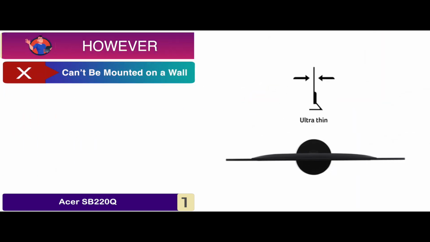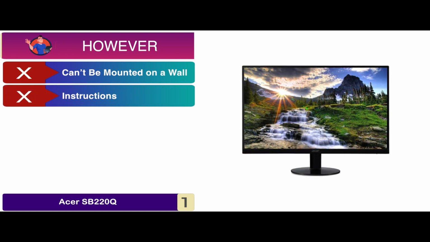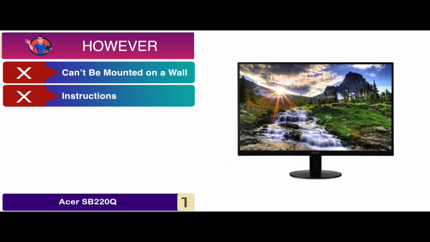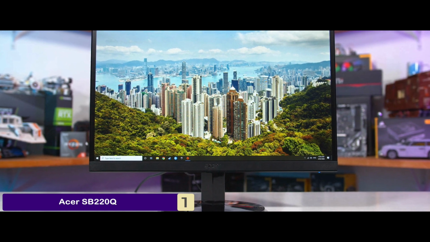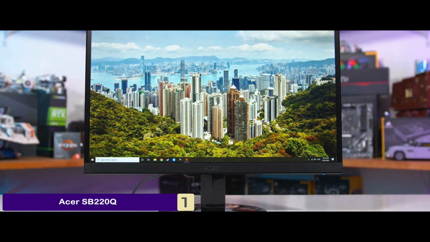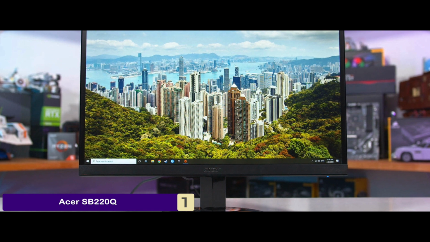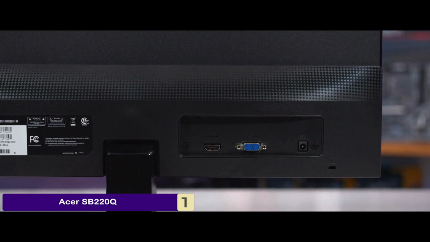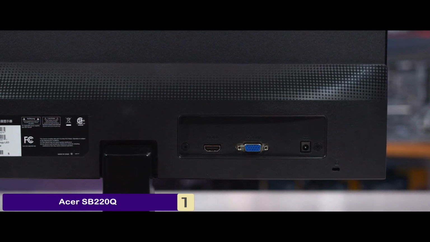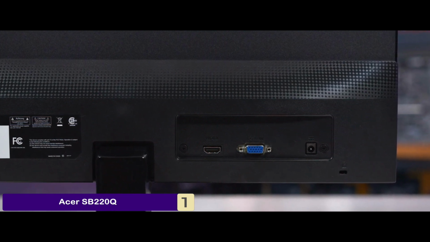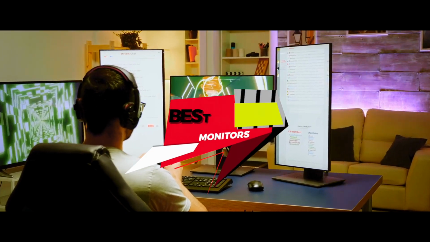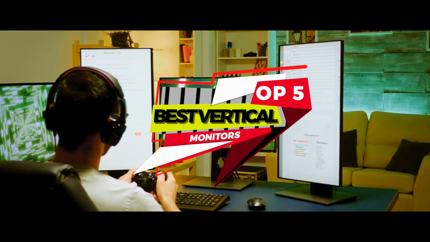However, it can't be mounted on a wall, and the instructions aren't clear and descriptive enough. The bottom line is, it's tiltable from -5 to 15 degrees for ergonomic viewing. The HDMI port supports 75Hz refresh rate, and it has a wide 178-degree viewing angle for an optimal viewing experience. There you have it, our top 5 best vertical monitors on the market.